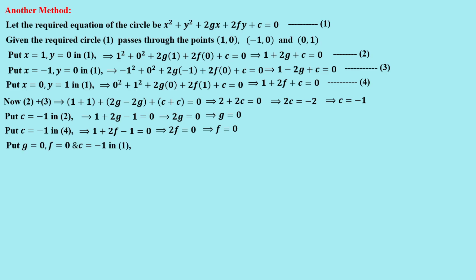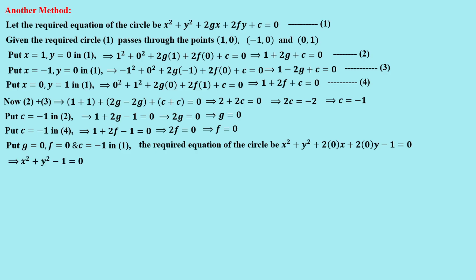So substituting the values in the required equation, that is equation number 1. So x square plus y square plus 2 into 0x plus 2 into 0y minus 1 equal to 0. Therefore the required equation is x square plus y square minus 1 equal to 0. So this is another way, right?